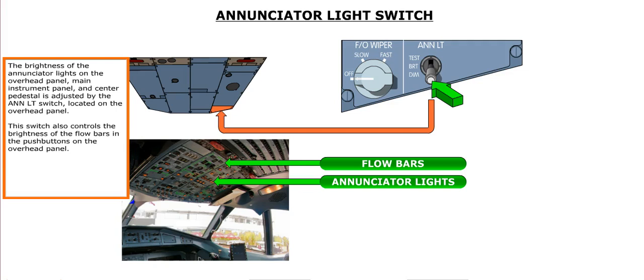The brightness of the annunciator lights on the overhead panel, main instrument panel, and center pedestal is adjusted by the annunciator light switch, located on the overhead panel. This switch also controls the brightness of the flow bars and the push buttons on the overhead panel.